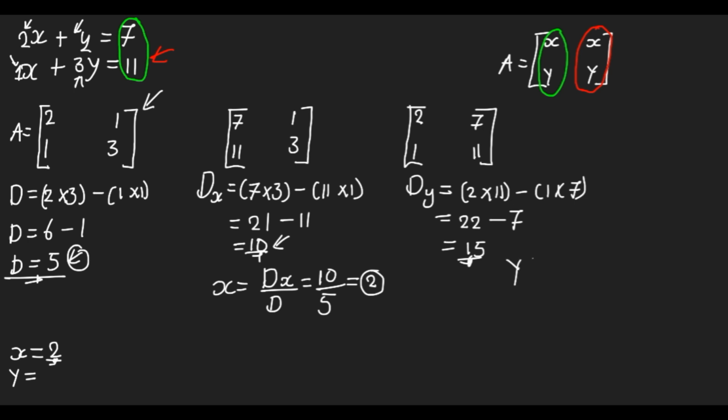Now to find the value of y, y is equal to the determinant of y over the original determinant. So the determinant of y is this one, 15, over the original determinant, 5. So 5 into 15 is 3. So this is how you can find the values of x and y using Cramer's rule.